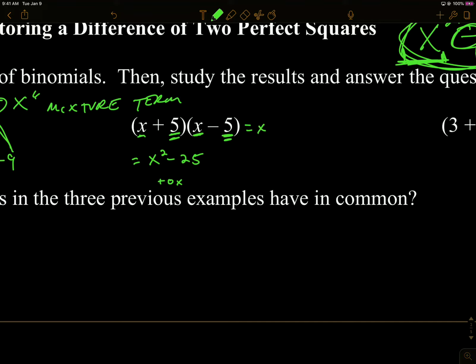If I do this out, x times x is x squared, x times 5 is 5x. I'm doing the distributive property. Negative 5 times x is negative 5x. 5 times negative 5 is negative 25. These cancel and you arrive at x squared minus 25. That's called a difference of two perfect squares.